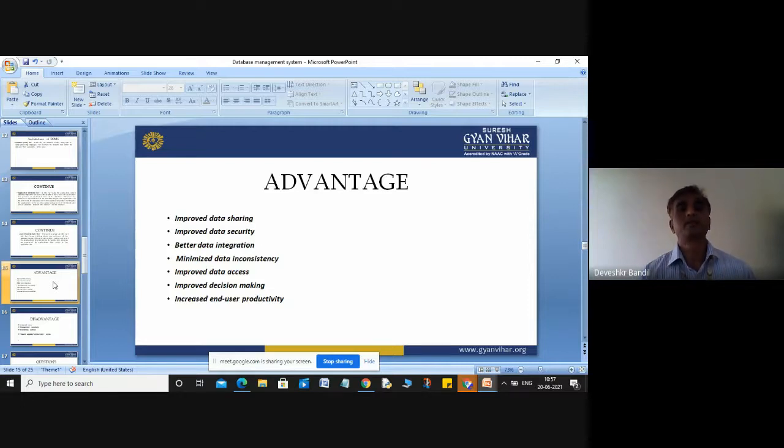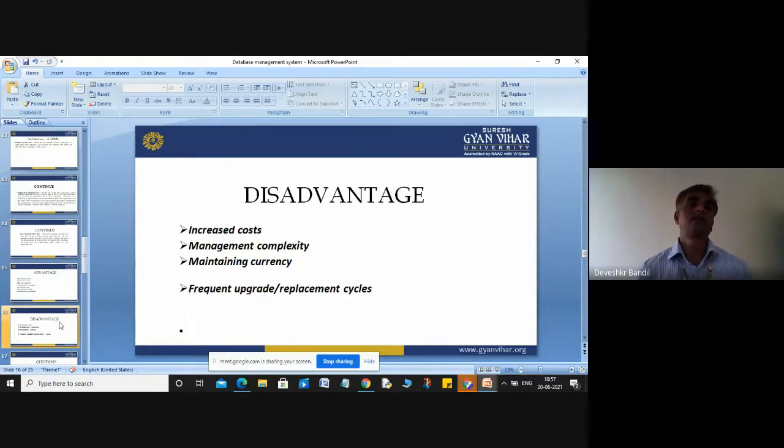Improve data access, improve decision making, and increased end user productivity. These are the many advantages if you are using a DBMS, if you are making the database of any enterprise.